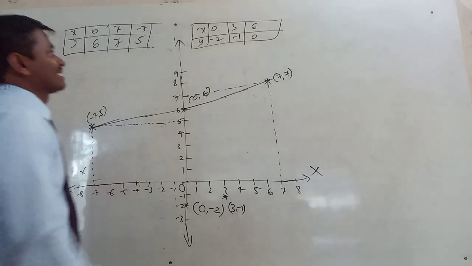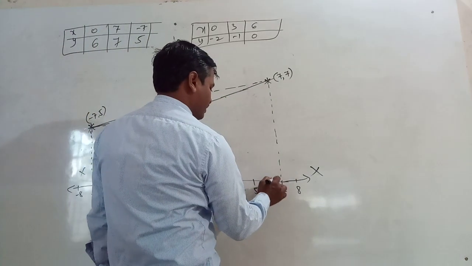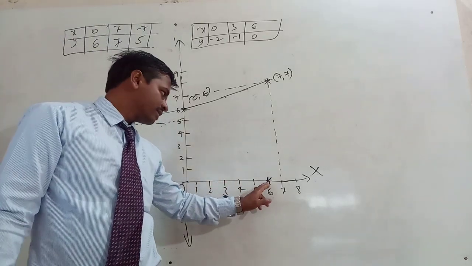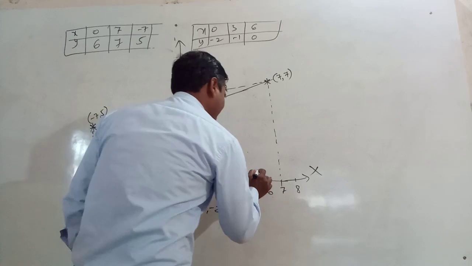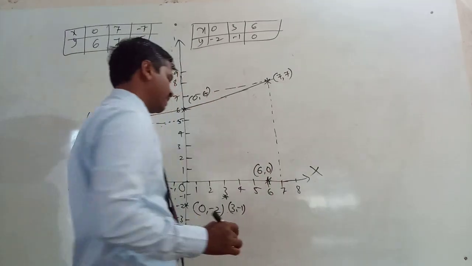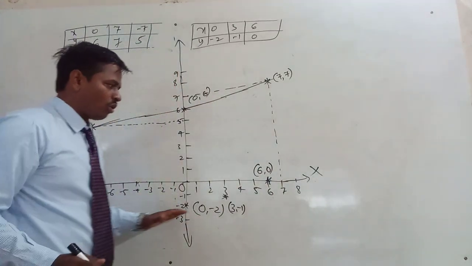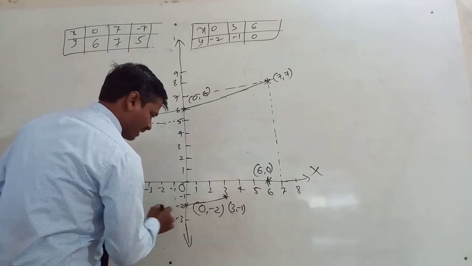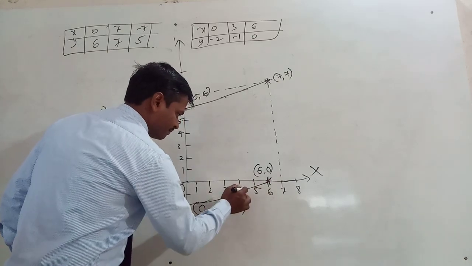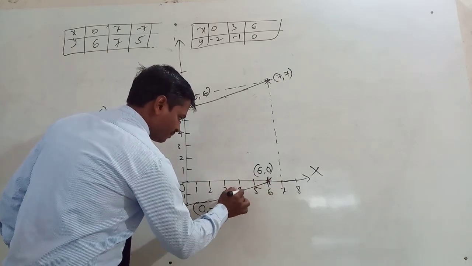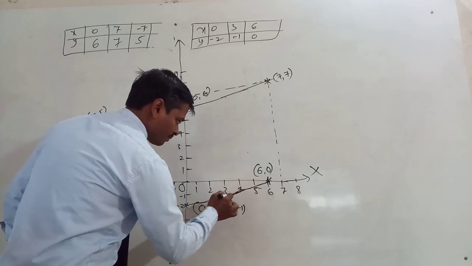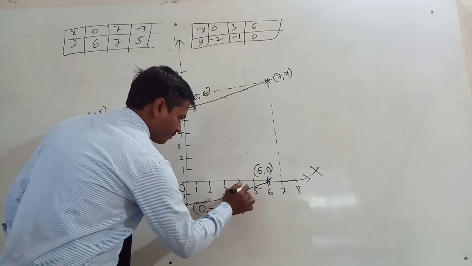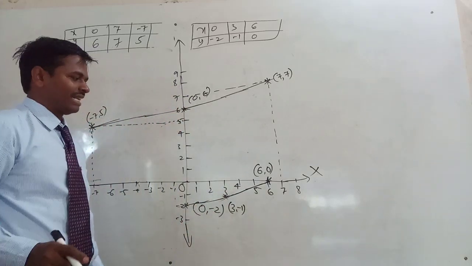Last one. X is 6, y is 0. Means it is on the x-axis. The point is on the x-axis here. X is 6, y is 0. That is the third point. Now we will join all the 3 points. We must get a straight line. We are getting a straight line here.